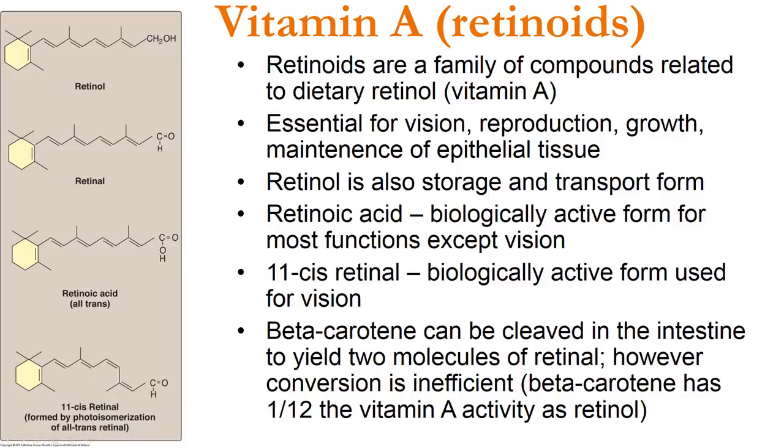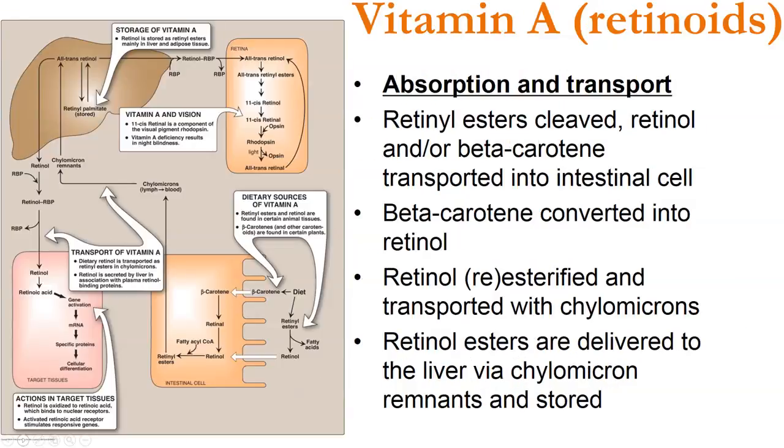Retinol is the storage and transport form. Retinoic acid is the biologically active form for its gene expression functions. And 11-cis-retinal is its active form for vision. Now, beta-carotene can actually be converted into two molecules of retinol. So this is another source of ultimately vitamin A. The conversion is relatively inefficient, though, so beta-carotene doesn't yield as much vitamin A.